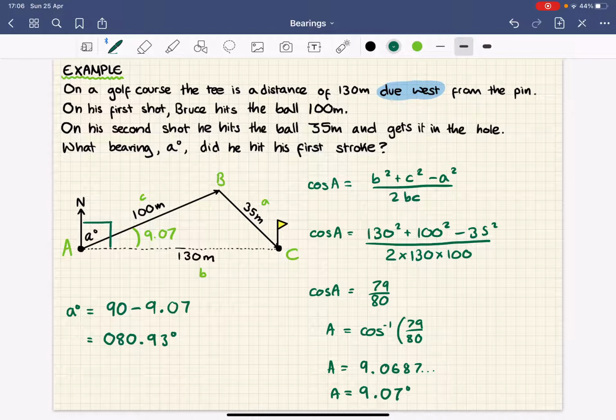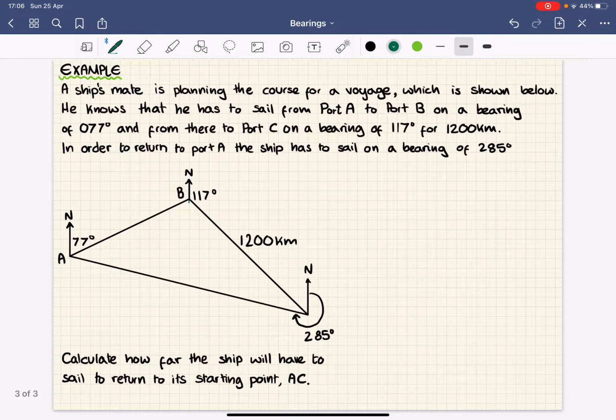Okay, so that's that one there. And then the last question here. So this one has a little bit of information to read through. So we have a ship's mate is planning the course for a voyage, which is shown below. He knows he has to sail from port A to port B on a bearing of 77 degrees, and from there to port C on a bearing of 117 degrees for 1,200 kilometers. In order to return to port A, the ship has to sail on a bearing of 285 degrees. Calculate how far the ship will have to sail to return to its starting point AC.